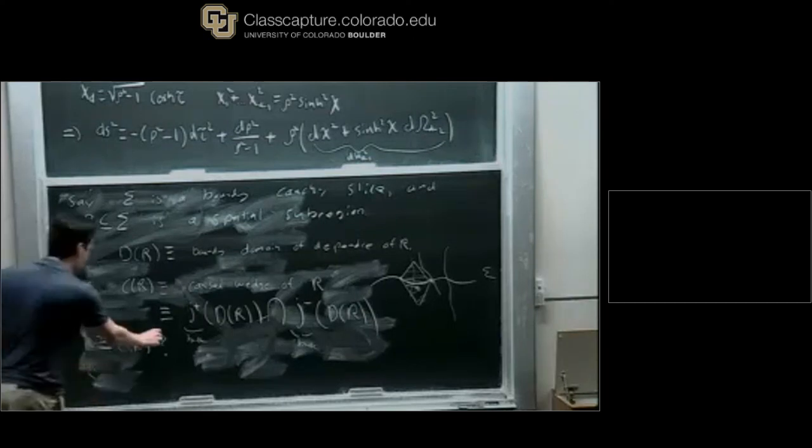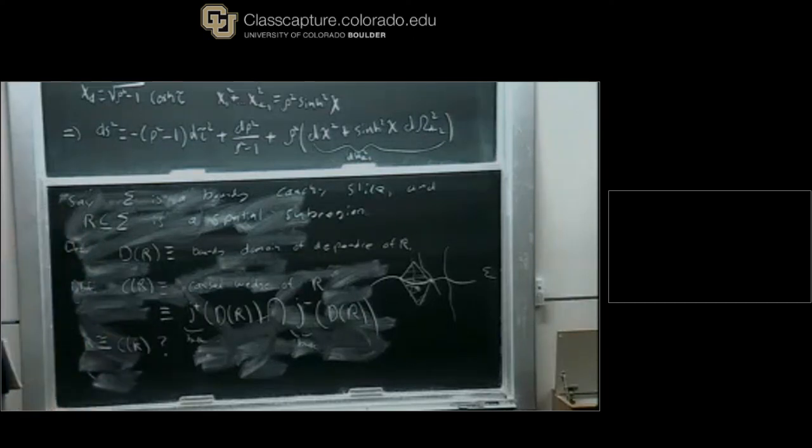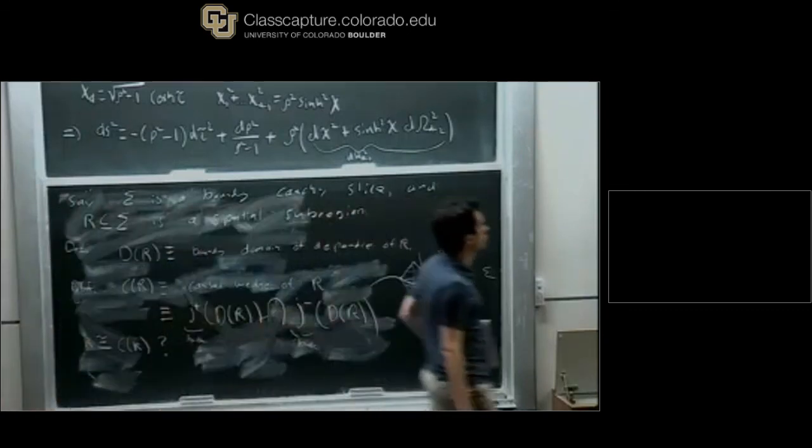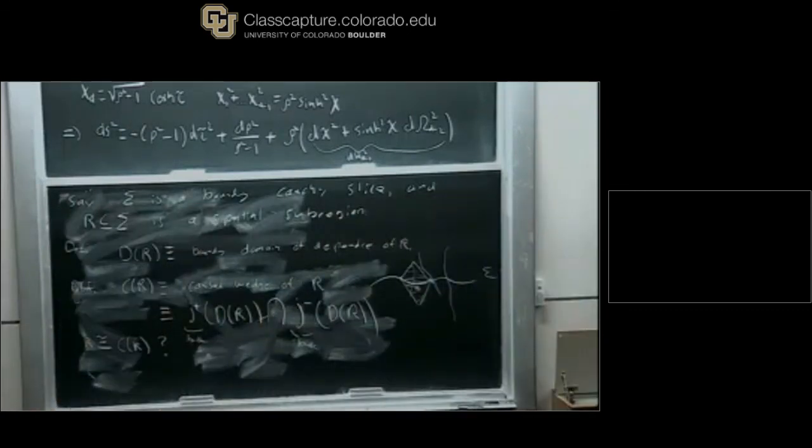But I also put a question mark for an additional reason, which is that I showed you that if I have an operator here, which is in the causal wedge, I can represent it in the boundary. But it could be that there are things outside the causal wedge which can also be represented in the region R, right? I didn't show you that that's not possible. I just showed you that this was possible. And in fact, we'll see that in general, this is not true.